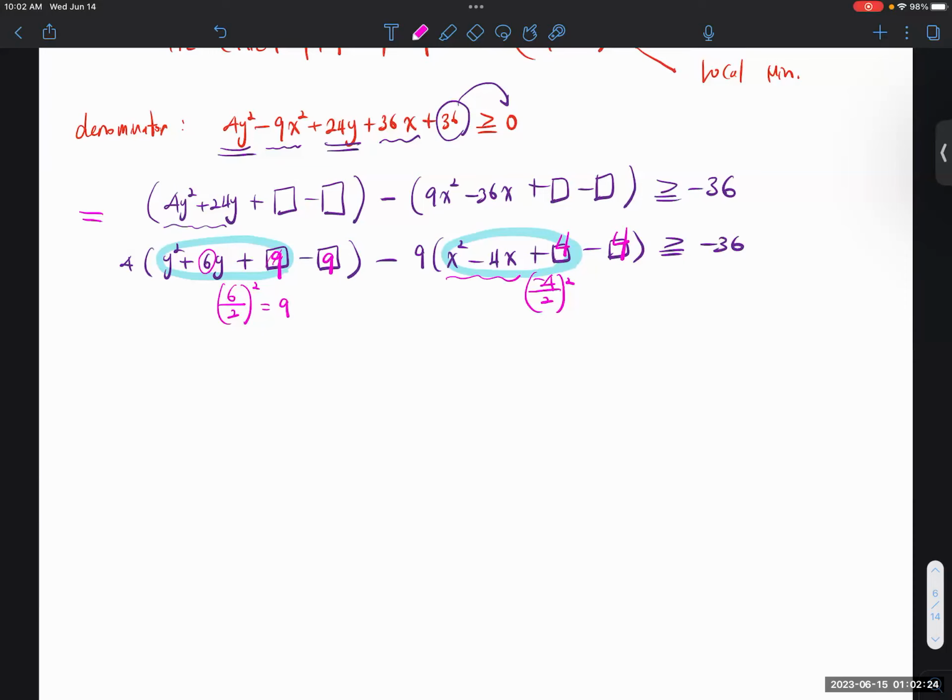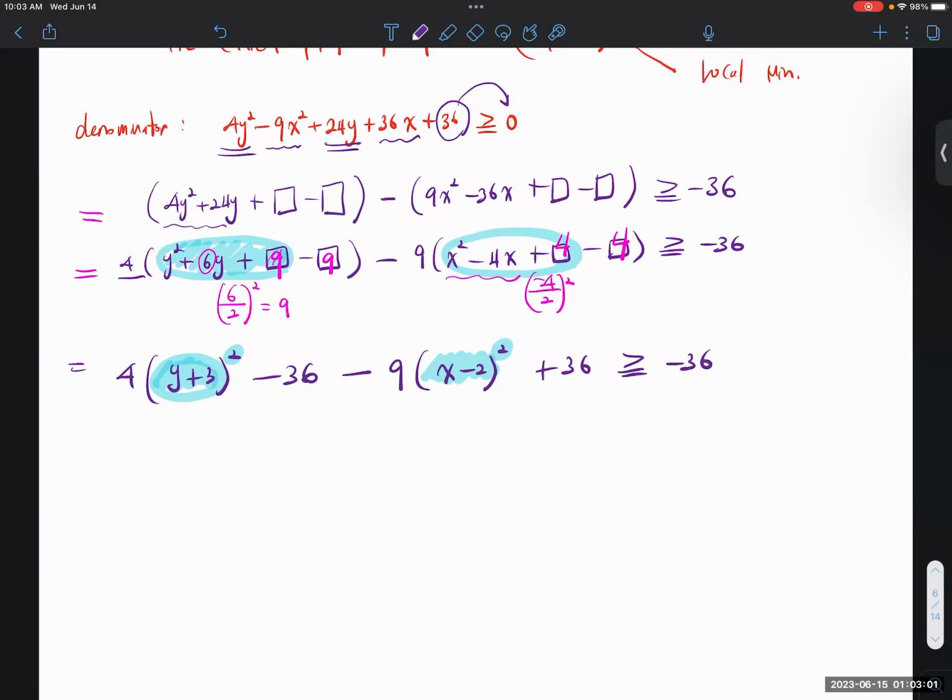It is going to be 4 times y² + 6y + 9, that is (y + 3) to the second, correct? So this blue area is going to be the second power. And now 4 times -9 will be -36 because of the distributive property. We have (x - 2) to the second power. You see that? And then -9 times -4 plus 36, that is greater than -36.